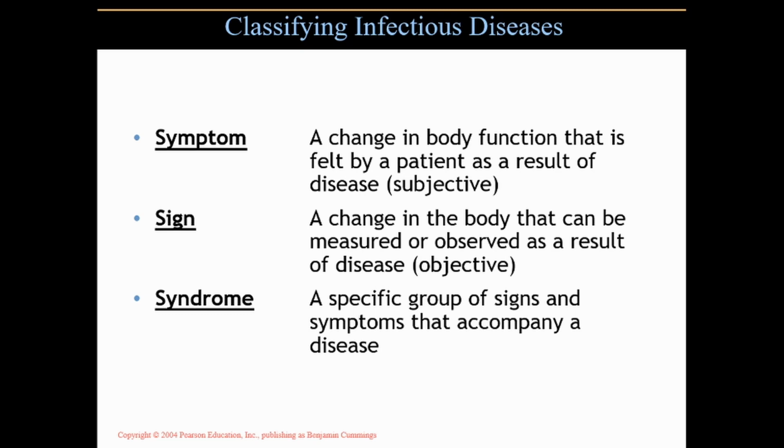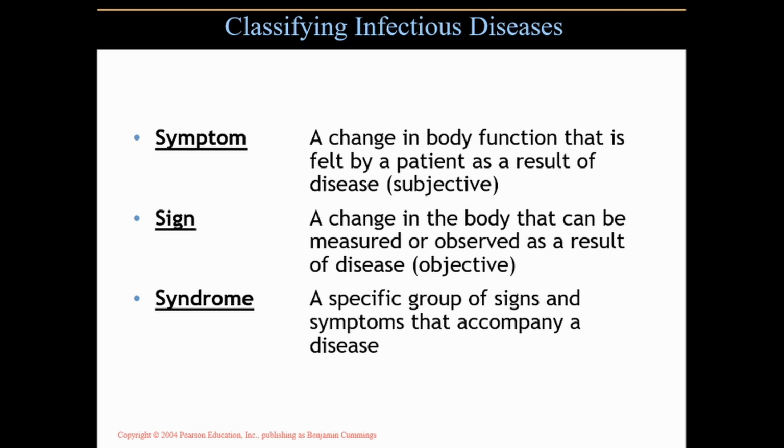A sign is a change in the body that can be measured or observed. So this is quantitative. This would be like a fever. You can take somebody's temperature, get a number, it's quantified. So a fever is a sign. So that's the difference there. That's objective. You can see it, you can measure it, you can observe it.